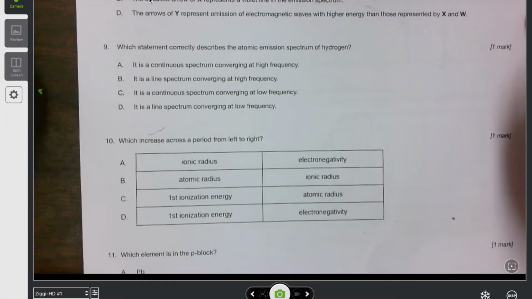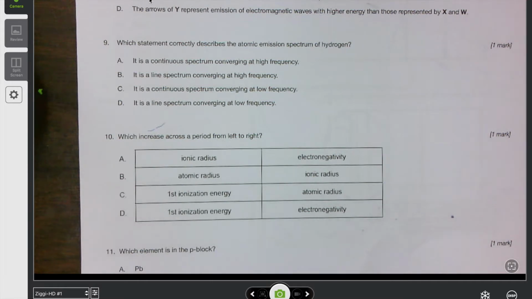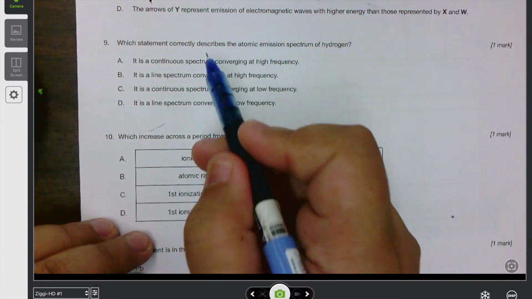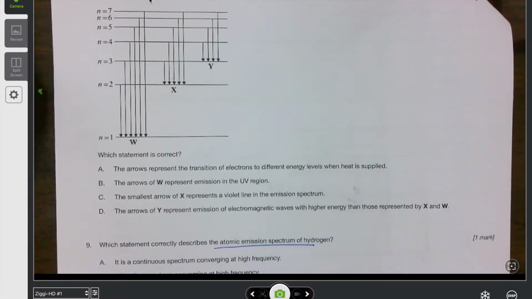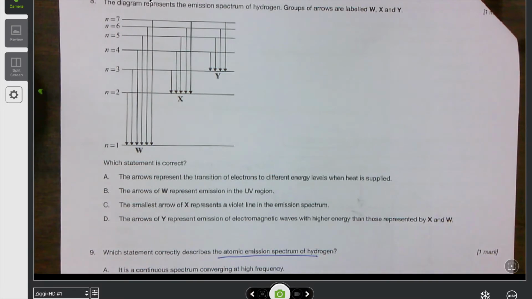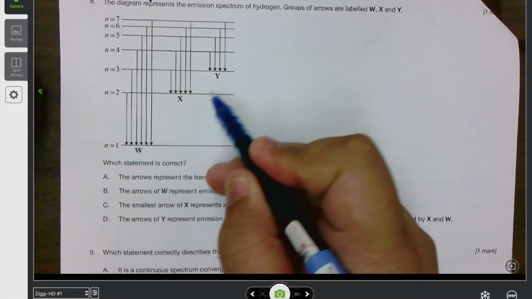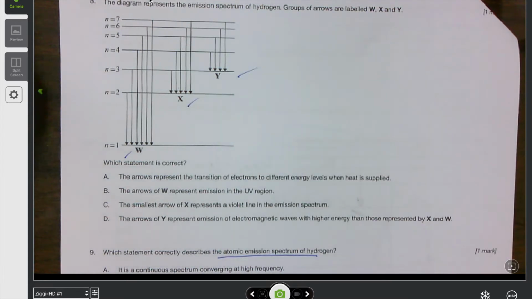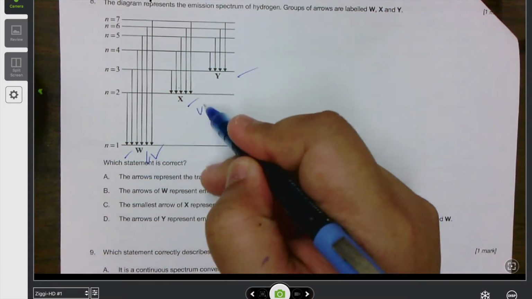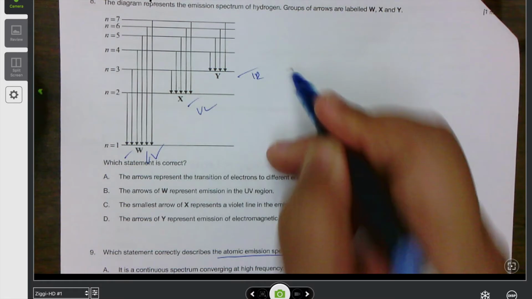Number 9. Explain. Okay. Which statement correctly describes the atomic emission of... Oh, number 8. Number 8. Which statement is correct? So you have here, what is this? Lyman, Balmer, Paschen. Jump back to UV, visible light. Jump back to infrared. Okay.